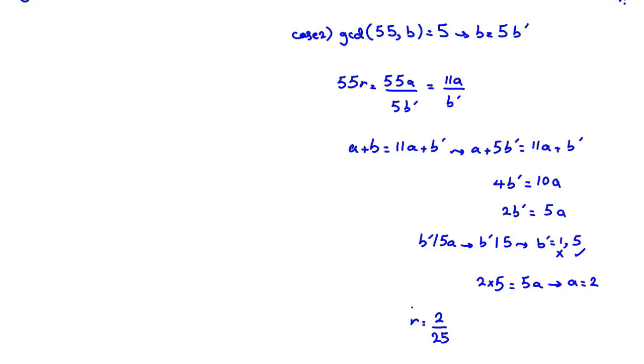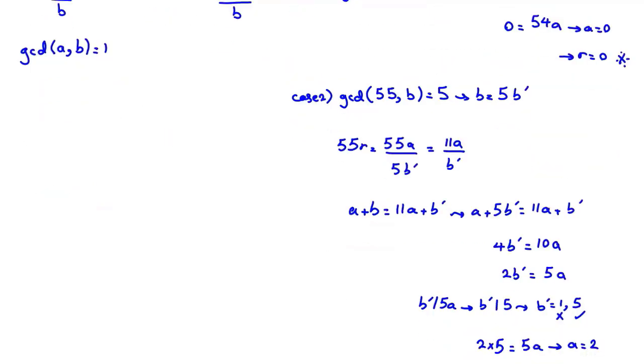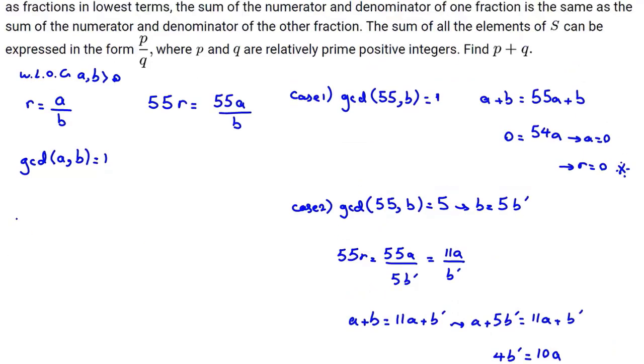So the first fraction we found is 2 over 25, and you can check that 55 times R will be 55 times 2 over 25. If you divide both numerator and denominator by 5, it is 11 times 2, 22 over 5. So the sum of numerator and denominator here is 27, and for R, 2 plus 25 is also 27. And the problem asks for the sum of all elements in S, the sum of all R's that are possible. So we found one fraction, 2 over 25. Well, let's check case 3 here.